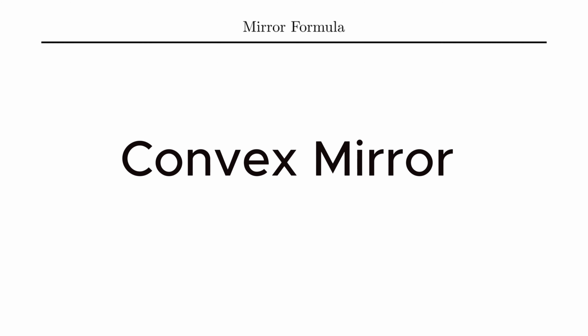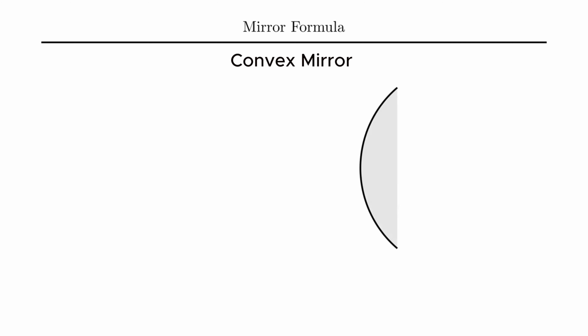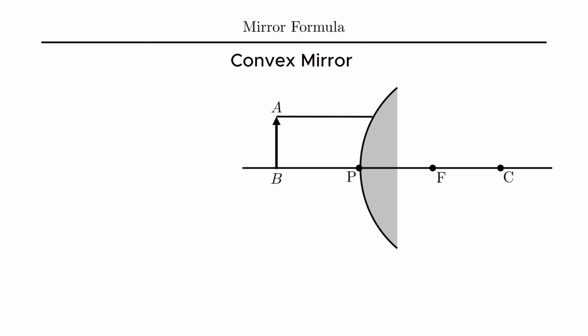Moving on to the case of the convex mirror. Consider a convex mirror with pole P, focus F and center of curvature C. AB is an object that is placed in front of the mirror. A ray is incident parallel to the principal axis. This ray is reflected outwards by the convex mirror. On producing it back, it meets at focus F. The second ray is normal on the mirror, which appears to be reflecting from C.